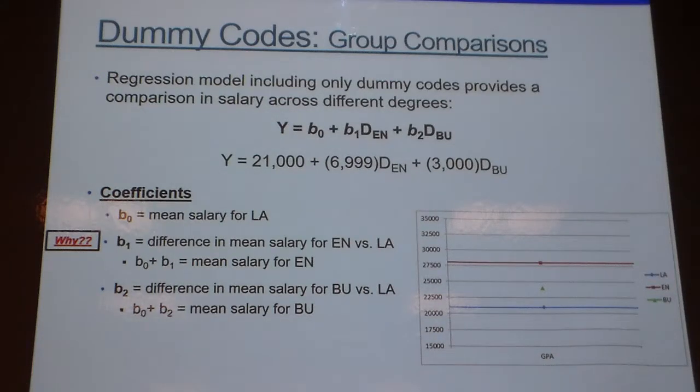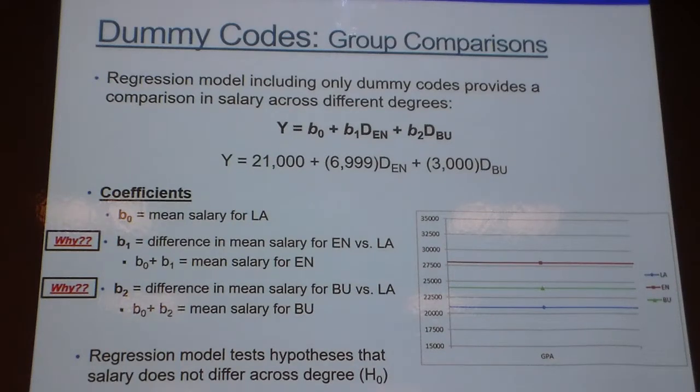I guess if I'm a business degree, and I've got a 1 for here, I've got a 0 for engineering, that goes away. $3,000 is the difference between people who have the starting salary for people with a liberal arts degree versus business. And if I add those two up, I've got my mean starting salary for individuals with a business degree.